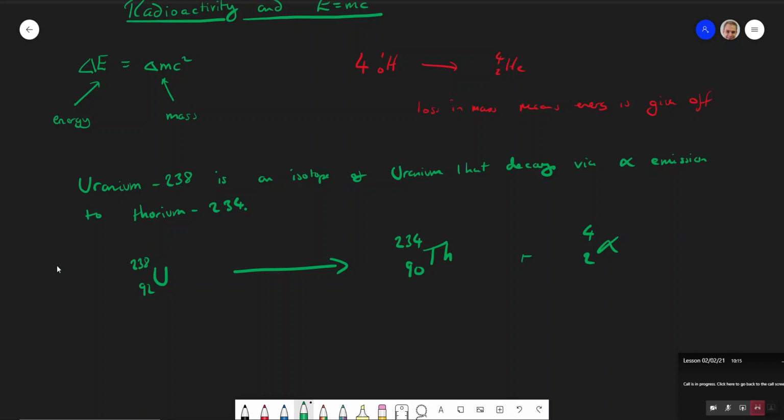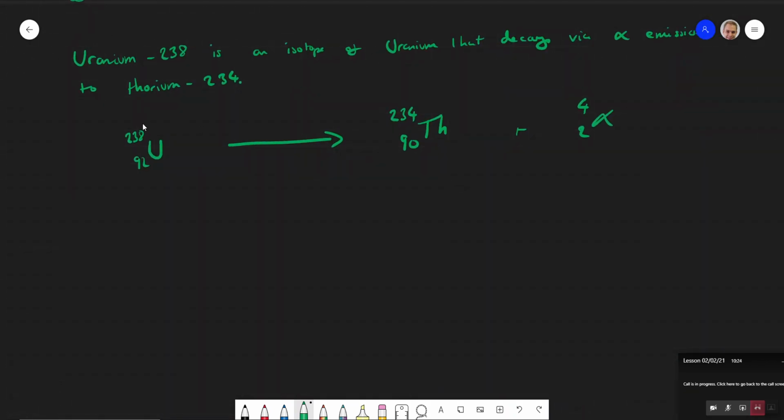And what we can do is look up, or you get told, what the isotopic mass of these things is. It's obviously very close to the relative atomic mass, but it's ever so slightly different. So the isotopic mass of uranium-238 is 238.0508 U. It will decay into thorium-234, which has an atomic mass of 234.0436.